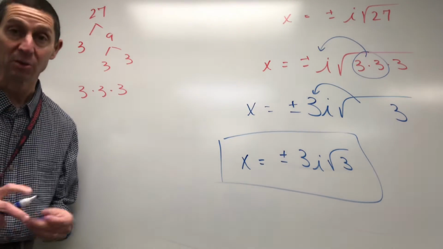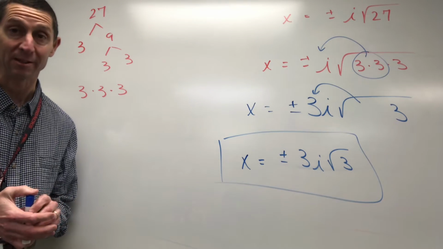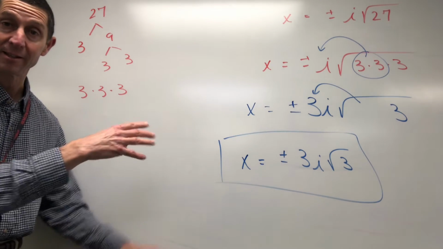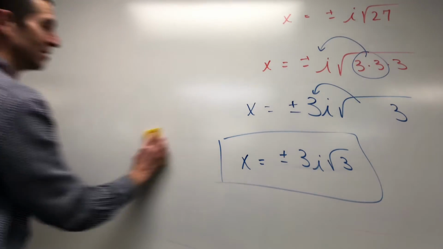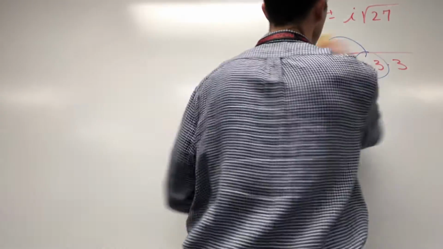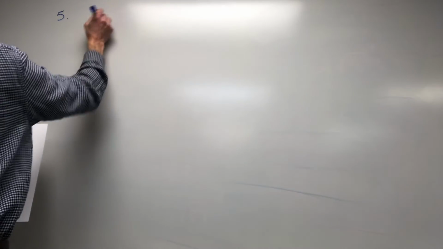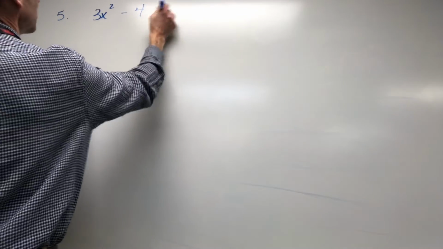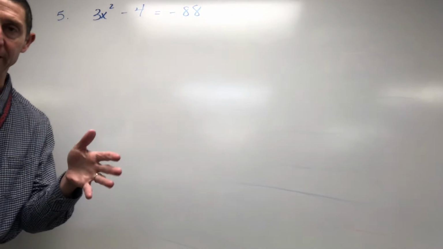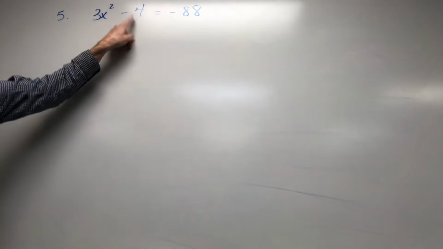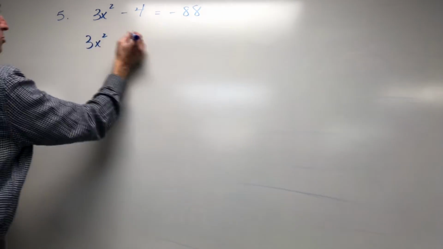All right, so a lot to do on that problem. Lots of little steps. Let's do one more just like this to make sure we got it. All right, last one, number 5 here. 3x squared minus 4 equals negative 88. Okay, so on this problem, you got to get the x squared by itself. Let's get rid of the 4 right off the bat.